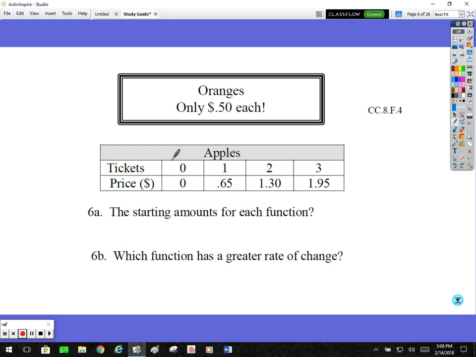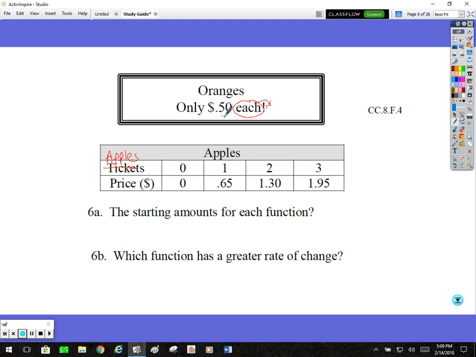We're comparing a table, so this right here, remember, should be apples, not tickets. So we're comparing apples to oranges, okay? Well, if I'm looking here, what it wants to know, what is the starting amount for each one of these functions? Well, remember, if I don't see, here's my magic word, so let's talk about this. What I'm looking at is for what would actually be here is the number of oranges. I'm paying 50 cents for each orange.